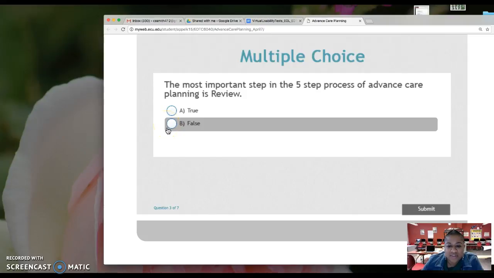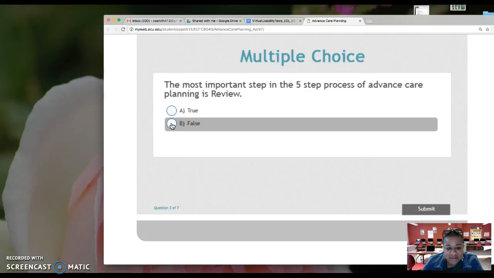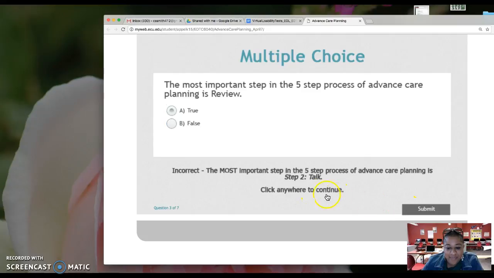The most important step. Important to who? Important in the process. The whole process is important. I don't know, I can't remember if they said. That's important to you. No, it's talk.